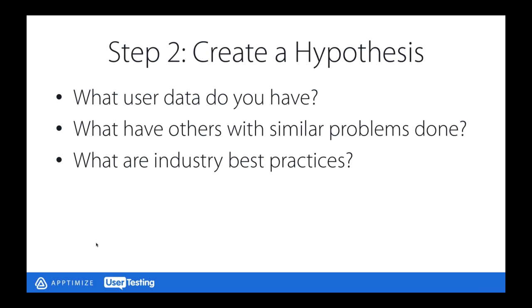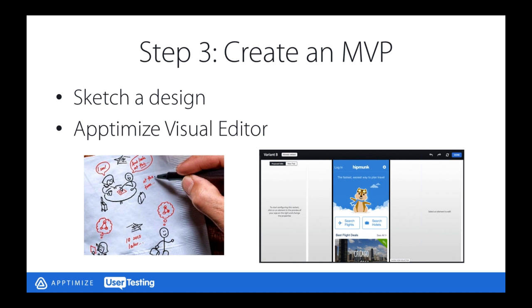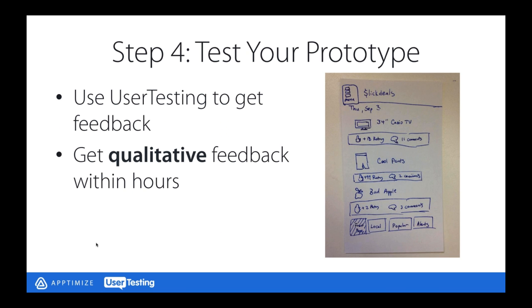Definitely. So what you can do from here is use the user data that you have and other industry best practices and create a hypothesis. You want to figure out what other people have done and use this to create an MVP. So there's a few ways you can do this really easily and cheaply. So the first way is actually to just sketch a design. Or alternatively, Apptimize provides a visual editor where you can quickly manipulate UI elements in your app.